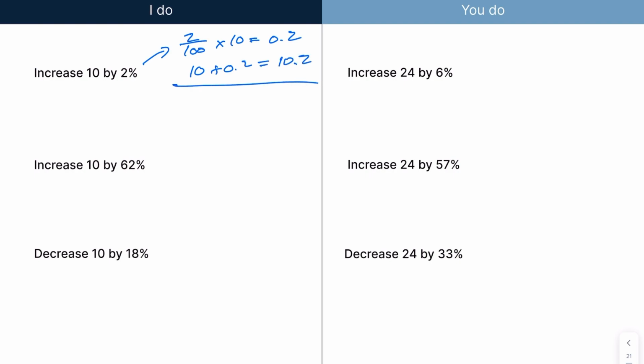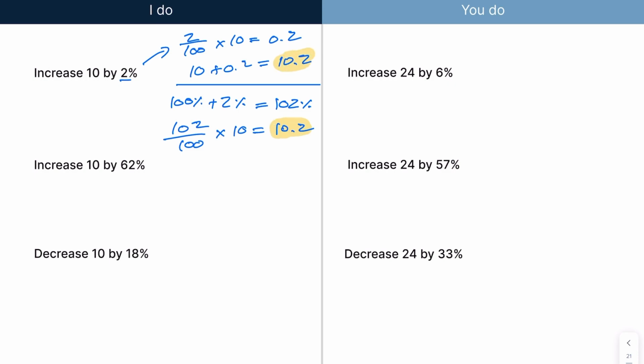Now, the other way you can do this, that's one way of doing it, is you know that percentages are out of 100. The question asks us to increase by 2%. So if I add 2% to this, that becomes 102%. And then I can just do 102, divide that by 100, and times that by 10. And that will give you 10.2. So notice that the answers, either way, are the exact same.